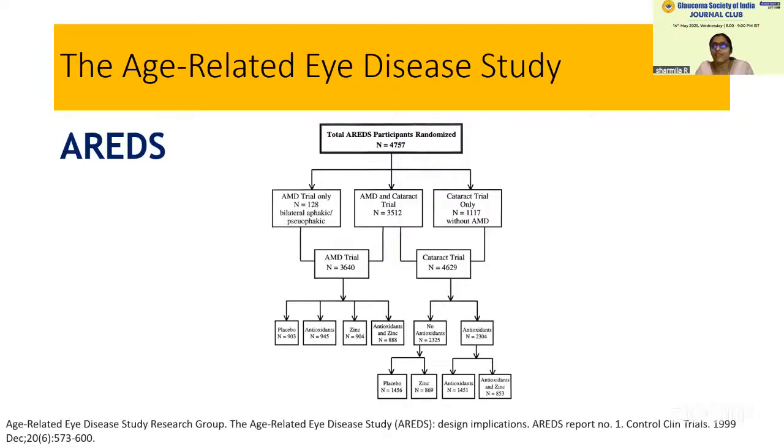You look at around 5,000 odd patients with age-related eye disease, and then they divide it into three different groups. One is those patients who have only AMD, the second group is AMD and cataract because both of them are age-related, and the third group has only cataract. Then you take the patients who have only AMD as one AMD trial, and AMD with cataract is also under AMD. And then you take the other group which has cataract, as well as cataract combined with AMD, as the cataract trial. And then you look at all of the different types of treatment options given for each of these. So in this way, you get multiple outcomes at the cost of one single study.